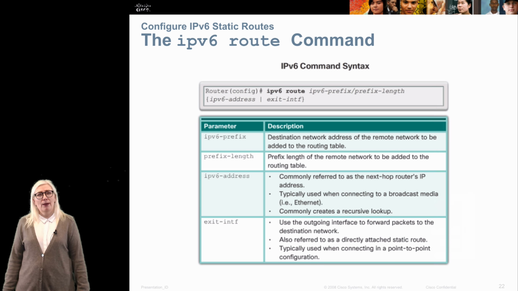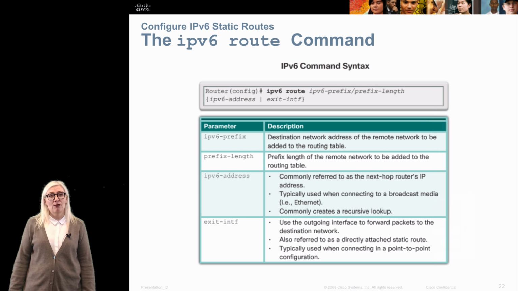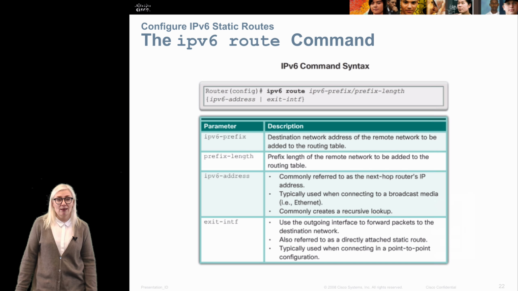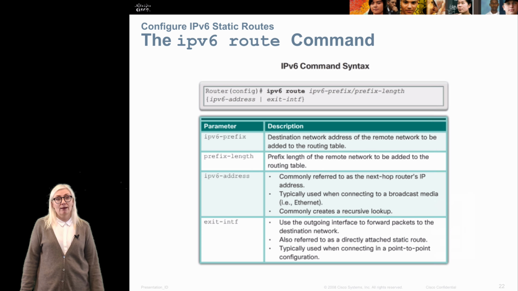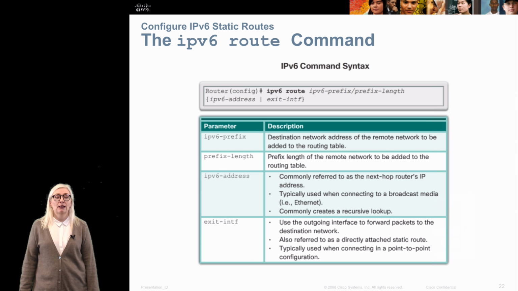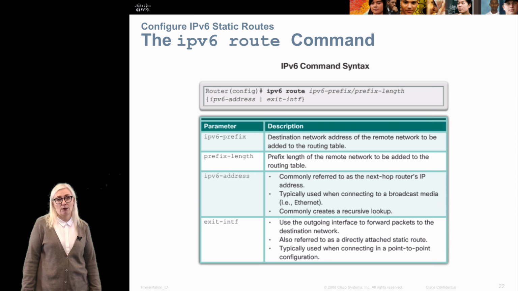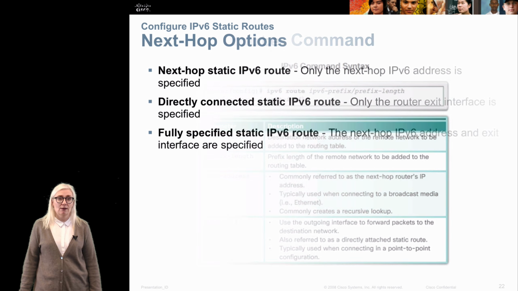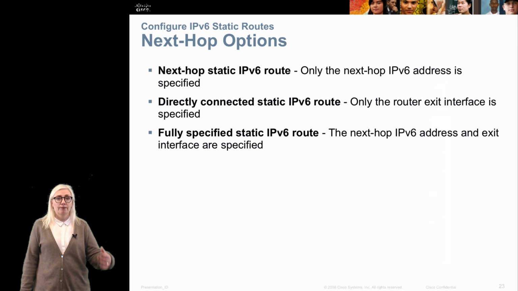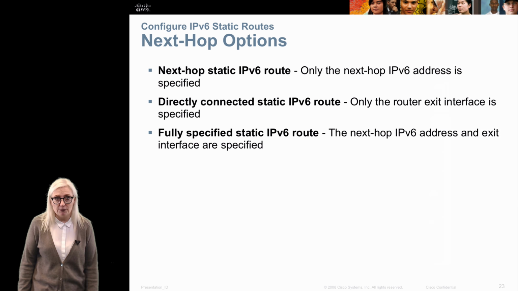When we are setting up static routing in IP version 6, it's basically done the same way. We just use the command IPv6 route and then the address of the network we want to route to and the subnet mask, which in this case is the prefix length. And then the next hop address or the exit interface, same way. We do it either here also with the next hop IP address or the exit interface or both.